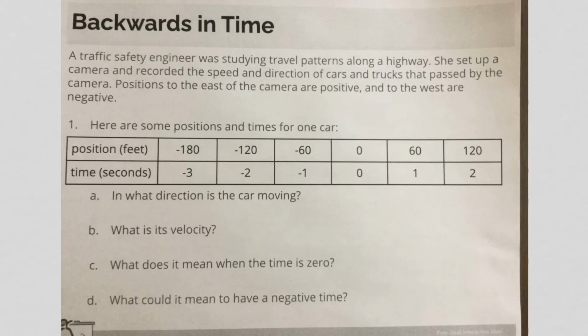A traffic safety engineer was studying travel patterns along a highway. She set up a camera and recorded the speed and direction of cars and trucks that passed by the camera. Positions to the east of the camera are positive and to the west are negative. So 0 is going to be where our camera is. Positive numbers are to the east, negative numbers are to the west.